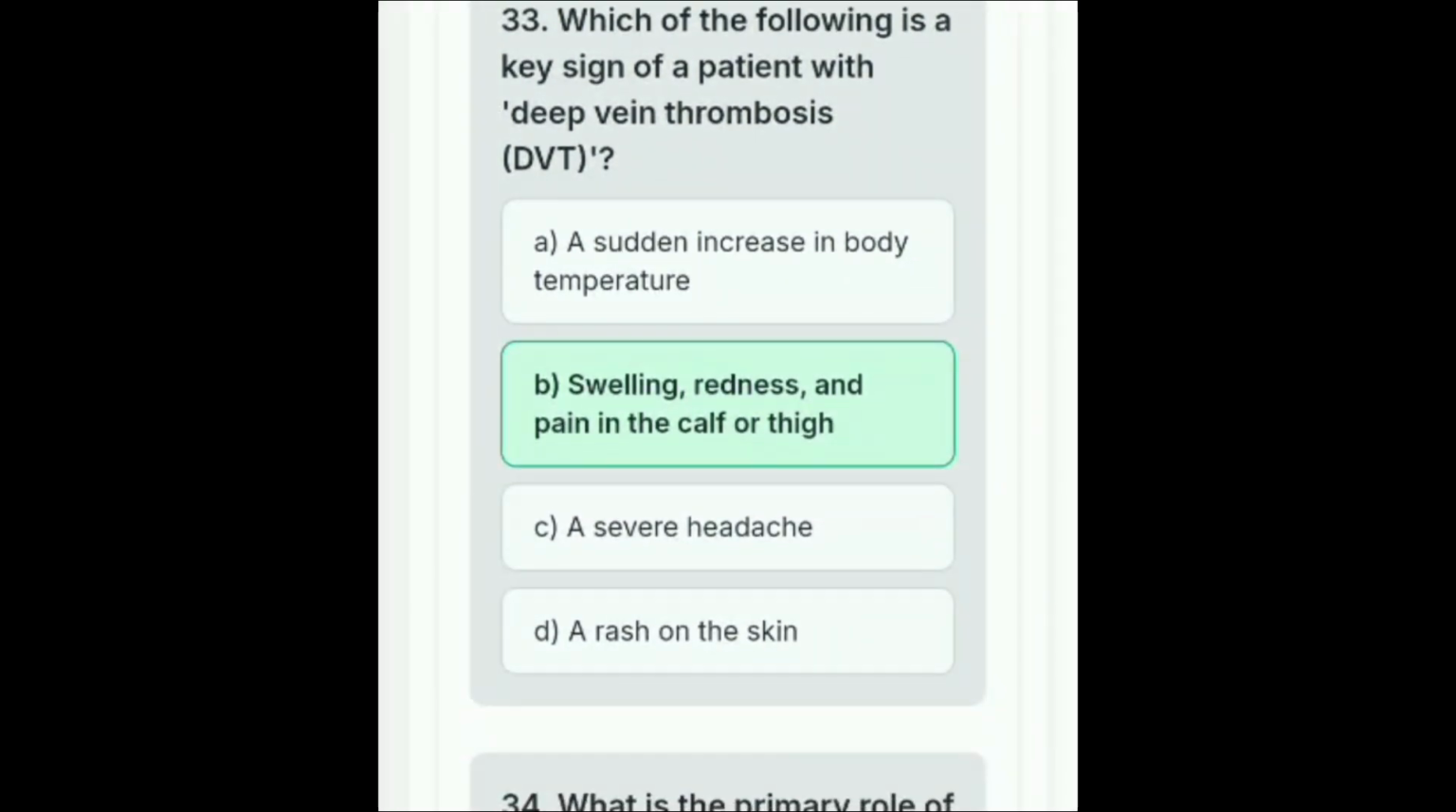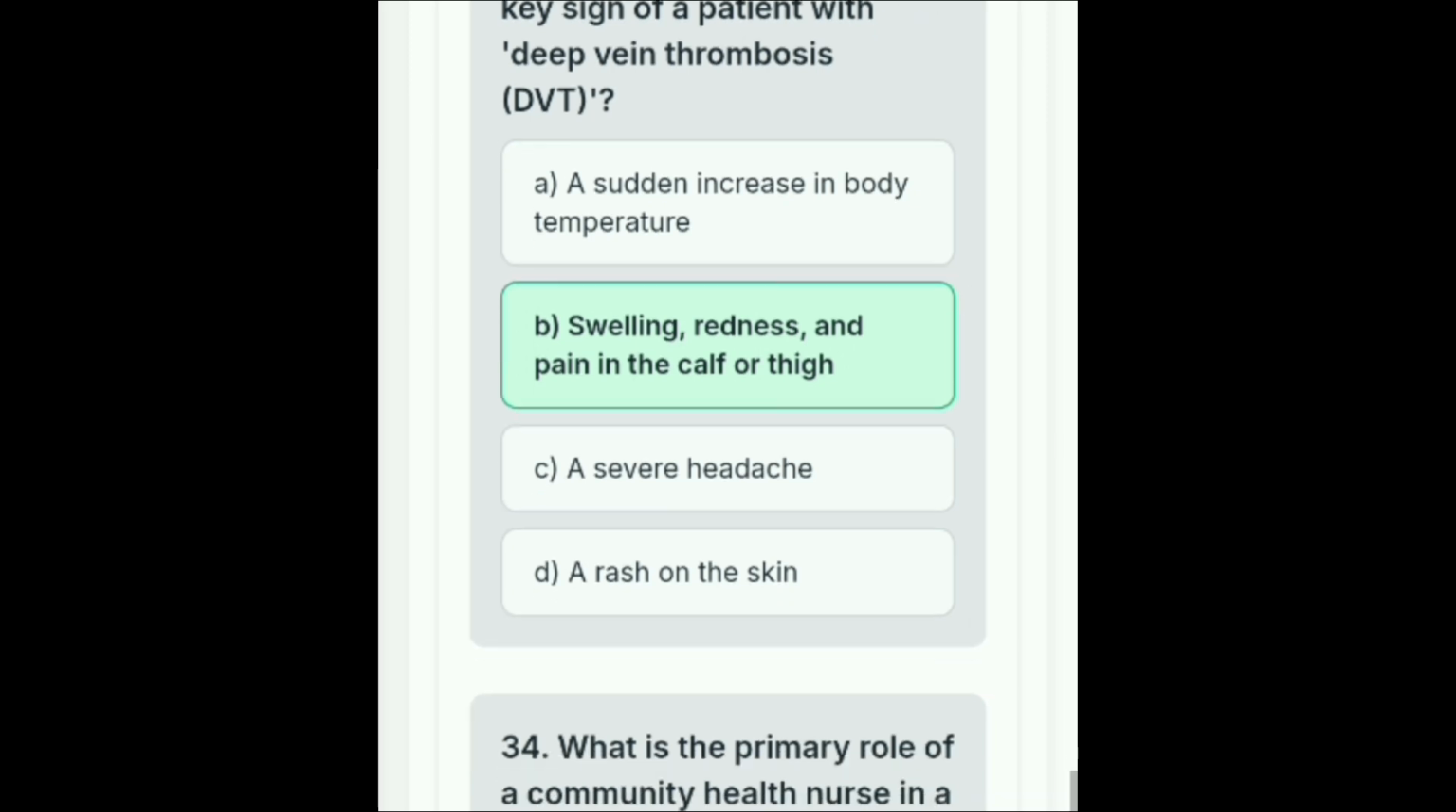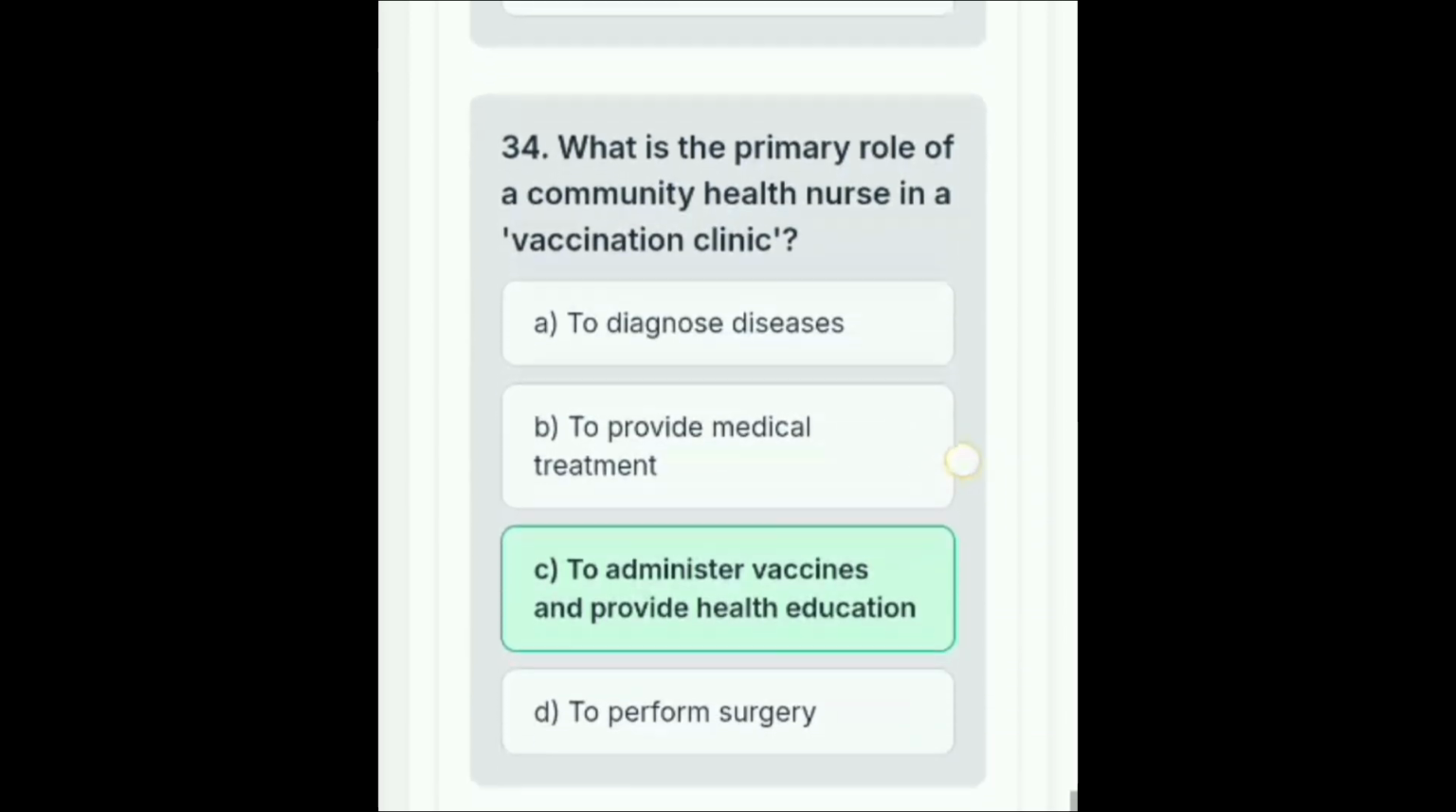Which of the following is a key sign of a patient with deep vein thrombosis? A sudden increase in body temperature, swelling, redness and pain in the calf or thigh, a severe headache, a rash on the skin. So B is correct.